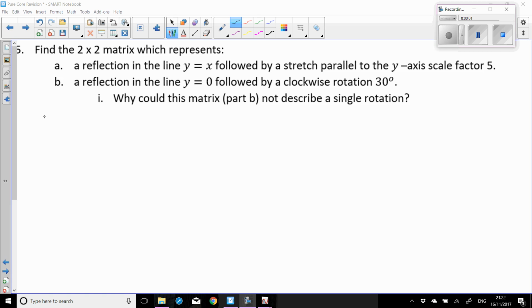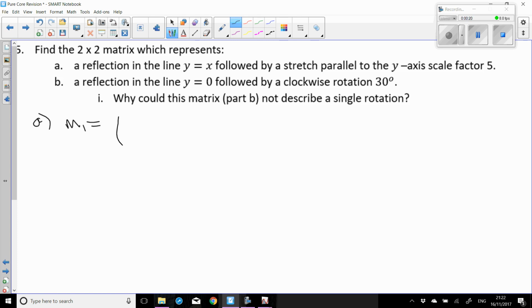In question 5, we've got to work out some combined matrices. So in the first part, it wants us to do a reflection of the line y equals x and then a stretch. So there's a couple of ways to do this. One way is to write the two matrices.